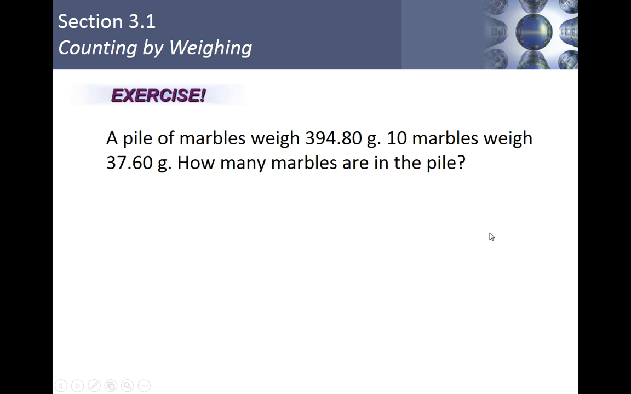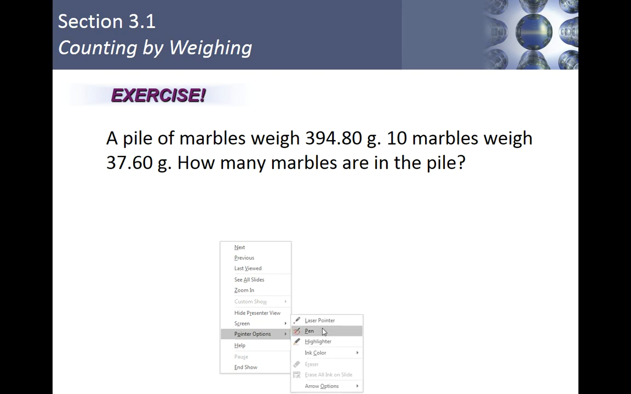All right, so here's an example of us trying to apply this method. We have a pile of marbles that weighs about 394 grams. You know that 10 marbles weigh 37.6 grams. How many marbles are in the pile? To start, I would try to figure out how much one marble weighs. I would set it up by dividing 37.6 by 10. Because it's such an easy equation, all you have to do is move the decimal place over 1. So now we know that each marble weighs 3.76 grams. And now all we have to do is divide the weight of the pile by that.